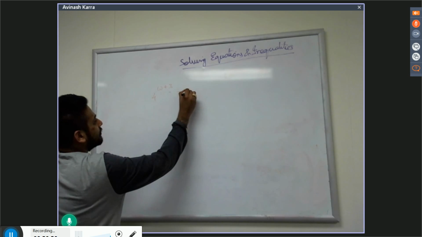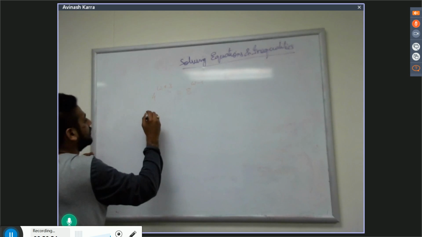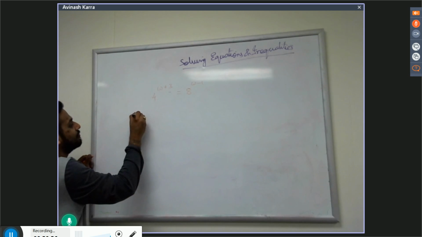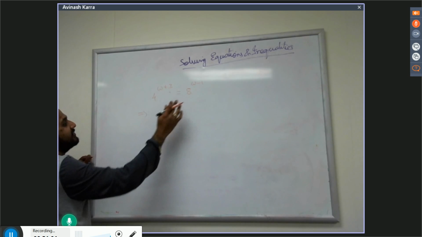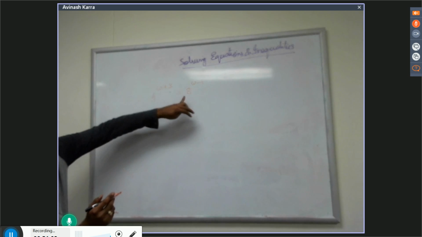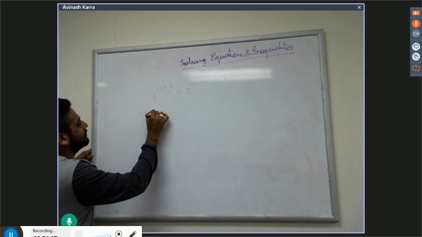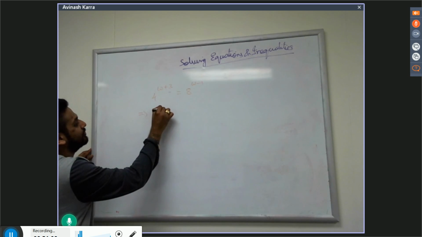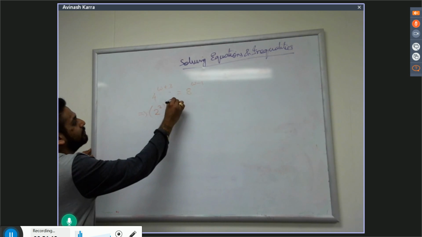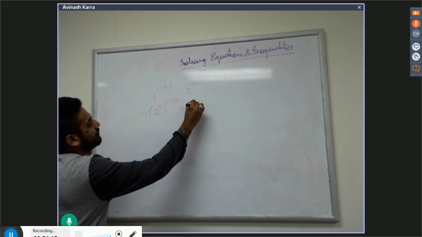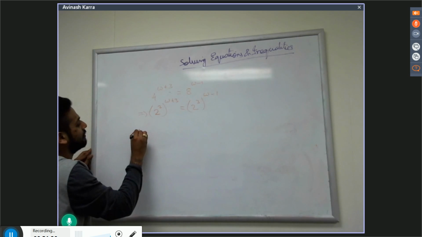4 to the power of w plus 3 is equal to 8 to the power of w minus 1. First, I'm making both bases equal. I can write 4 as 2 squared, so 2 squared to the power of w plus 3 is equal to 2 cubed to the power of w minus 1.